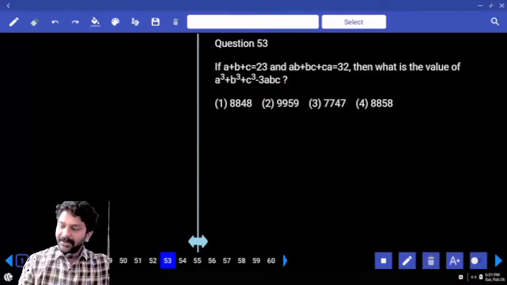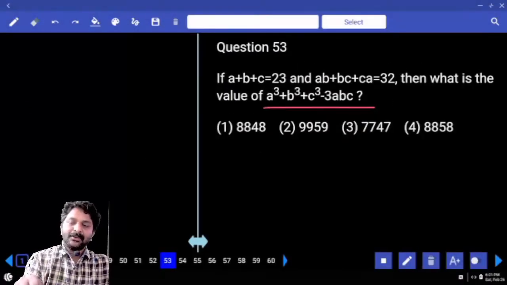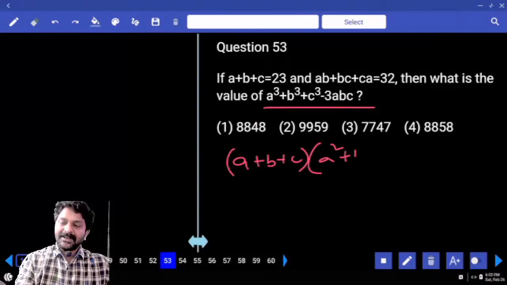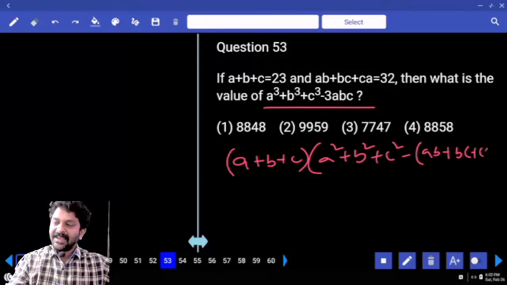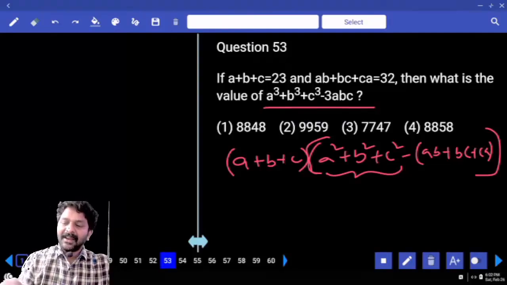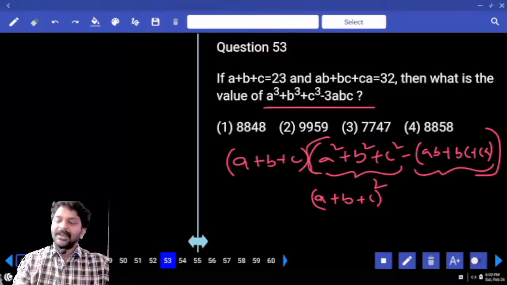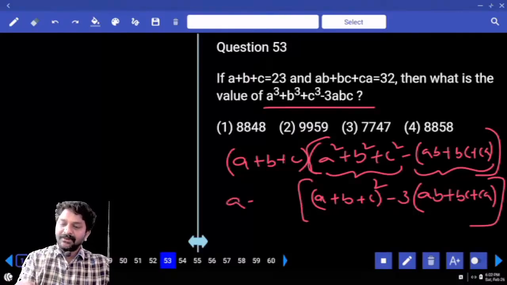Right, so many times we completed this one. Yesterday also we have covered. Which is equal to a plus b plus c into a square plus b square plus c square minus of ab plus bc plus ca. And again a square plus b square plus c square, that we can write as a plus b plus c whole square minus 2 times of ab plus bc plus ca. Already one more time is there, so that will be 3 times of ab plus bc plus ca. Right, we'll just substitute values over there.